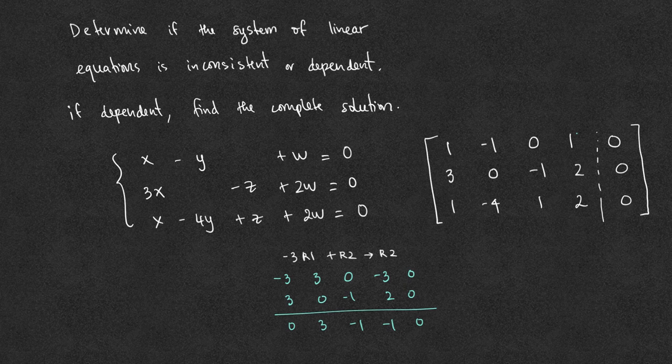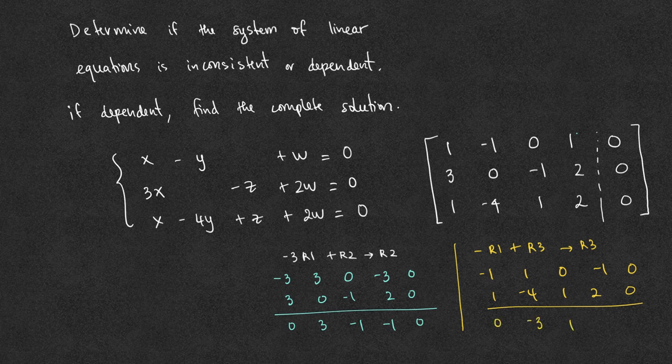To save a step, we can also take row 1 multiply negative 1 and add to row 3 to obtain the new row 3. The negative of row 1 is negative 1, 1, 0, negative 1, 0, and row 3 is 1, negative 4, 1, 2, 0. Adding the two column wise, we'll get 0, negative 3, 1, 1, 0.